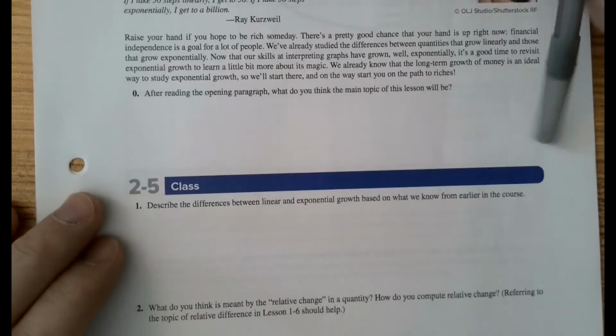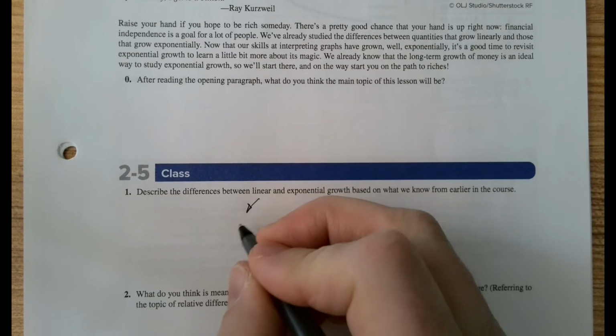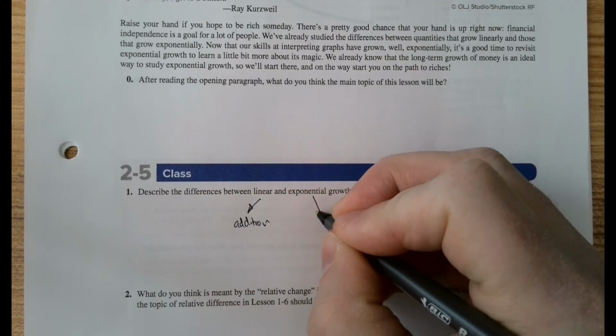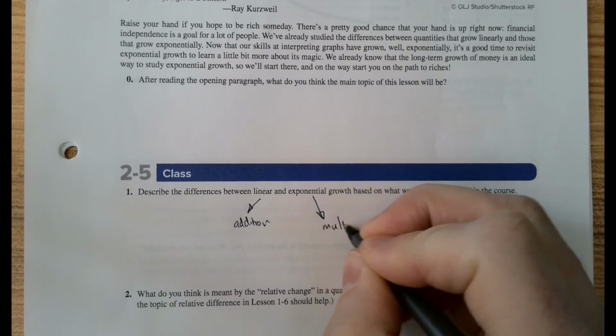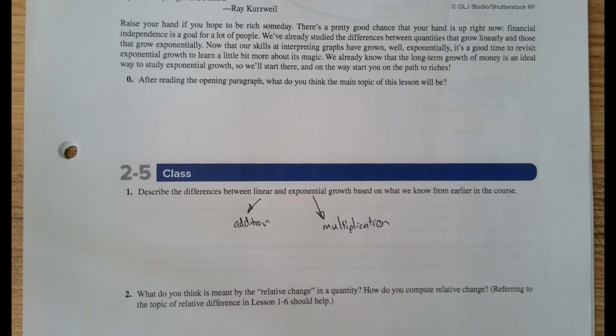So the big difference right now between linear and exponential that we know of is that linear is addition of a constant and exponential is multiplication of a constant. That's the key difference that we've noted so far, way back in section 2.1.